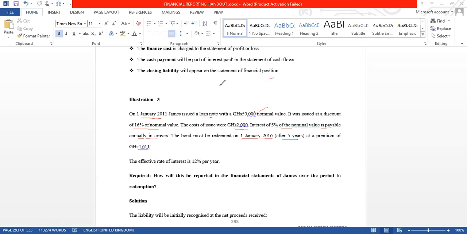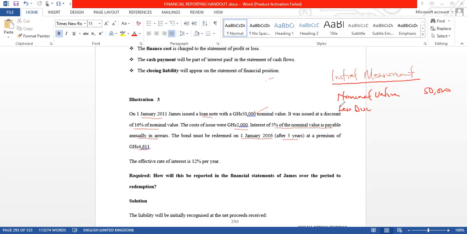The effective rate is given. So when you see questions like this, wherever it appears, endeavor to go through the initial measurement. And what is the initial measurement? Remember, it is the net proceeds of cash received minus issue cost. We have here the nominal value, which is 50,000. We are going to go through and less discount.